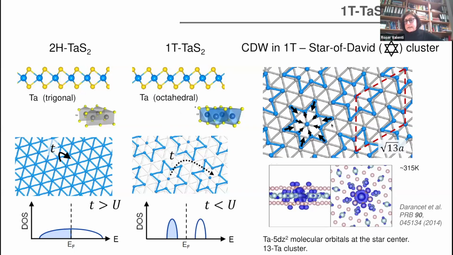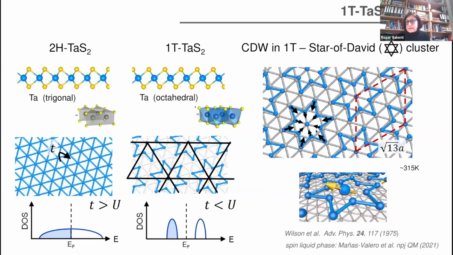What is interesting about this type of charge density wave state is that the charge in this Star of David builds a molecular orbital, where the center of this molecular orbital is at the tantalum. It's a d_z2 type of Wannier function orbital, as shown here by these calculations by Darancet and collaborators. What it forms at the end of the day is a triangular lattice of these Stars of David with one electron per site. So this is in fact an antiferromagnetic triangular lattice where we have a very strong Coulomb repulsion between the Stars of David, and we have a Mott insulator. So now the question is, what happens when we bring these systems together?